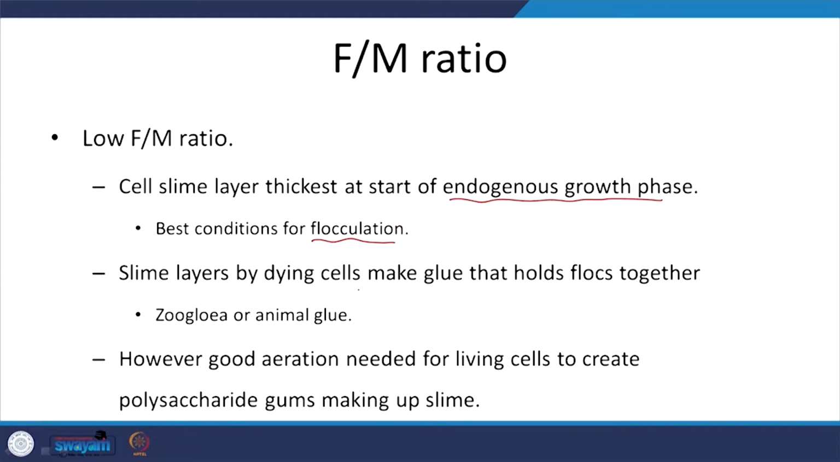Slime layers from dying cells may glue, right, it's a gluey layer that holds the flocks together. Slime layers are formed when we have dying cells. And for getting this slime layer though, we need to have good aeration for the living cells, or when they were living, to create the relevant polysaccharides that make up the slime, right. So to get to the conditions that can lead to formation of slime, or this gluey, sticky layer, you need to aerate it well. So that's something to keep in mind.